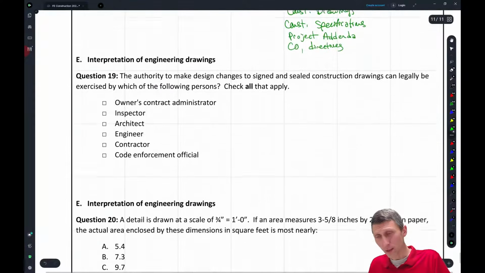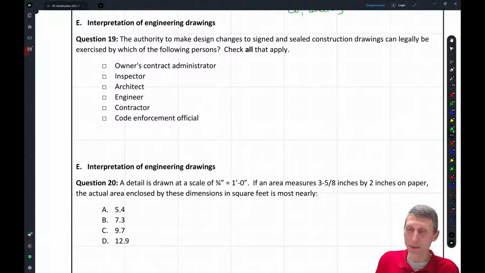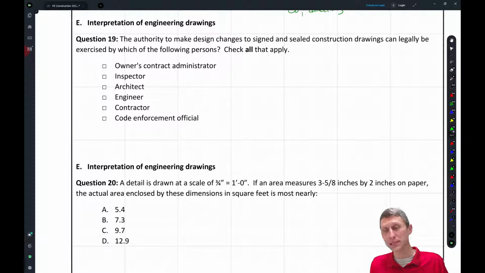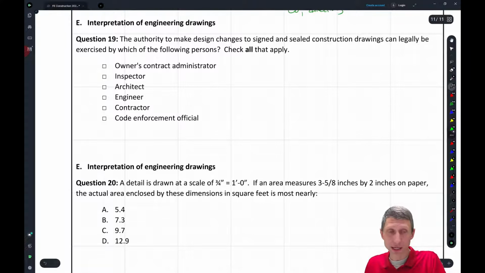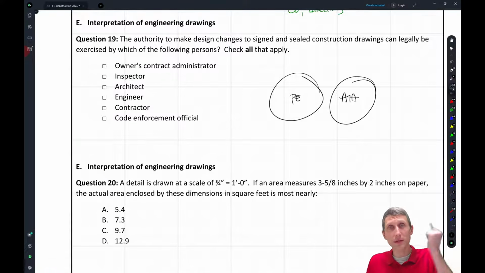Okay, let's keep going. Interpretation of engineering drawings. The authority to make design changes to signed and sealed construction drawings can legally be exercised by which of the following persons? And this is kind of title, maybe title is better, but check all that apply. Again, this is one of those questions where you have to check multiple items. So who can make changes to drawings? The same people that put their stamp on those drawings. So whether it's a PE or an AIA, those are the only two people with their stamps that can make the changes to these drawings.